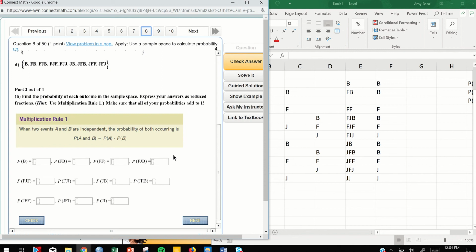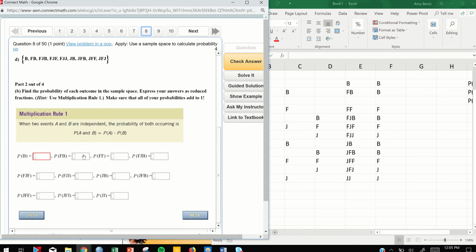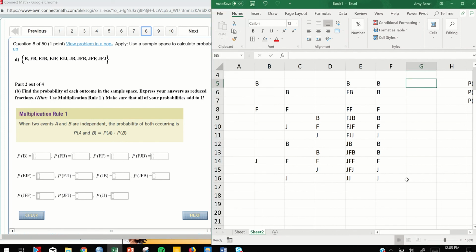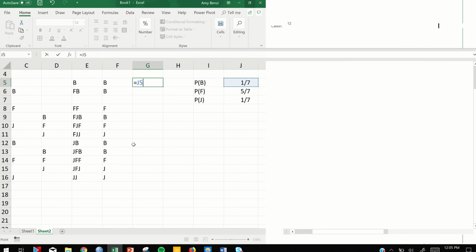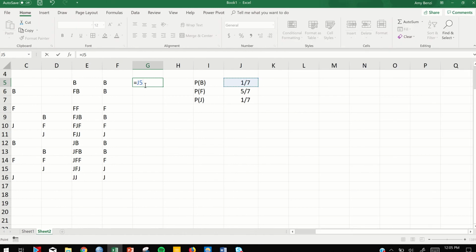All right, so the next thing I'm going to do is calculate the probability of each of these occurrences. Well, the probability that just Bob wins is exactly what we see right here, 1/7. So I'm just going to put an equals 1/7 in there. It's asking me for each of these probabilities, so I'm going to make my Excel big. All right, so the probability of just Bob winning is 1/7.